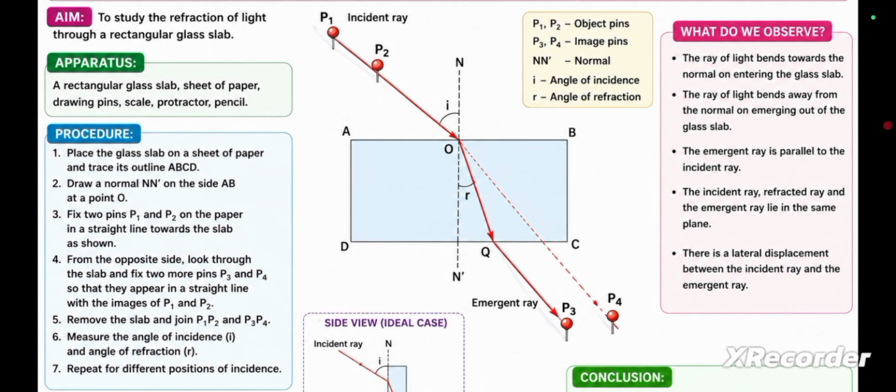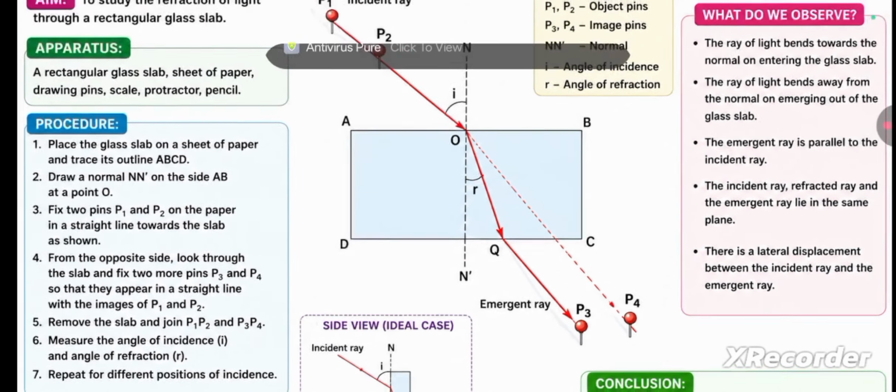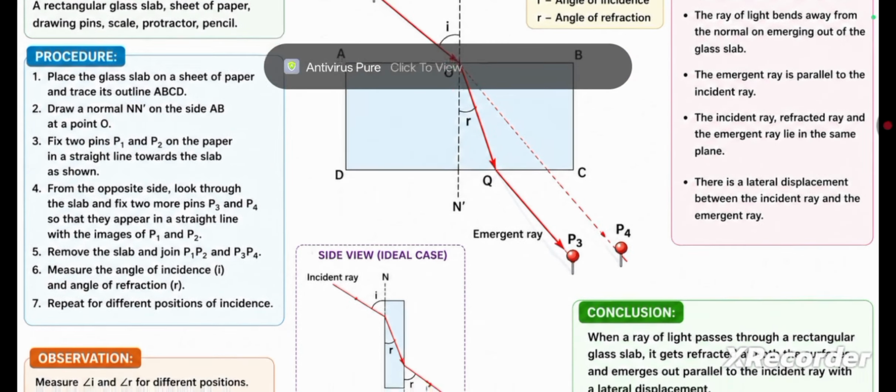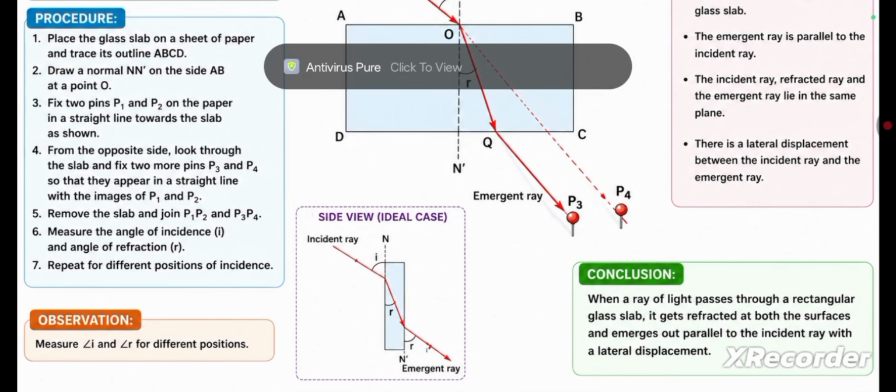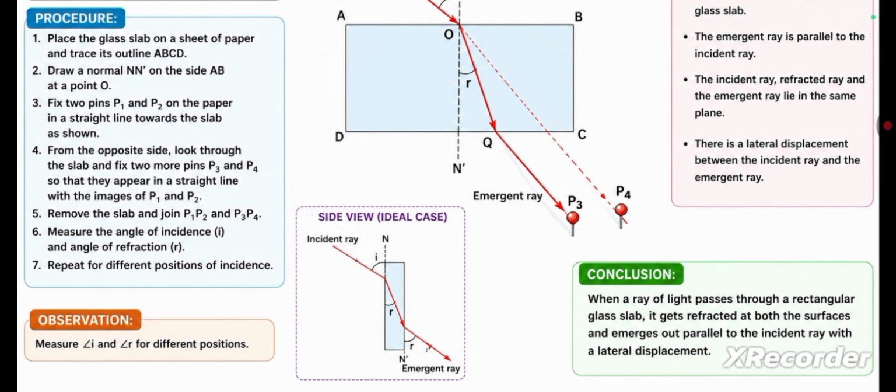The incident ray, refracted ray, and the emergent ray lie in the same plane. There is a lateral displacement between the incident ray and the emergent ray. Okay, it is also shown in the figure here. Measure the angle of incidence and angle of refraction for different positions.